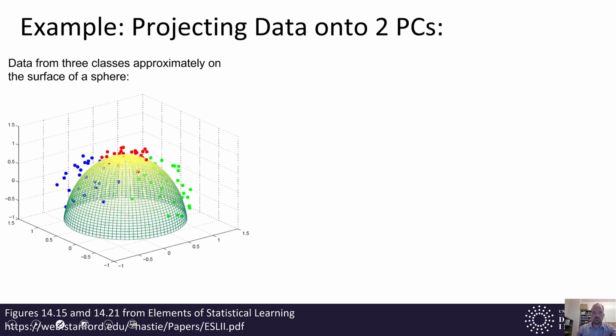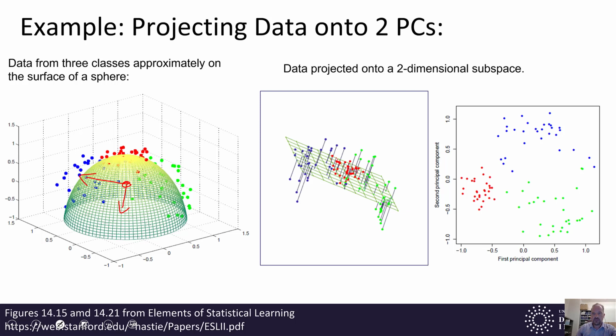Okay, so let's walk through an example of projecting the data onto two principal components. So this is three-dimensional data, and in this three-dimensional data we have three classes, and they lie approximately on a sphere, and it's a little hard to see in this picture, but the mean of the data is about in the center of the sphere. The first principal component points approximately out towards us, and the second principal component points in that direction towards the blue class.